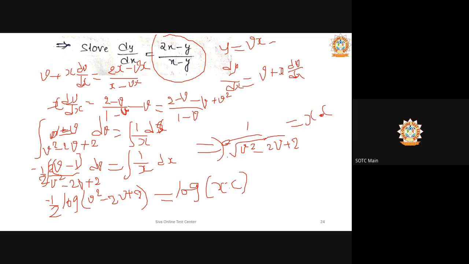So now in the place of v, what do you need to substitute? So y is equal to vx. From this, what will v become? This is y by x. So in the final, you just need to substitute y by x as your v. That is your answer, right?